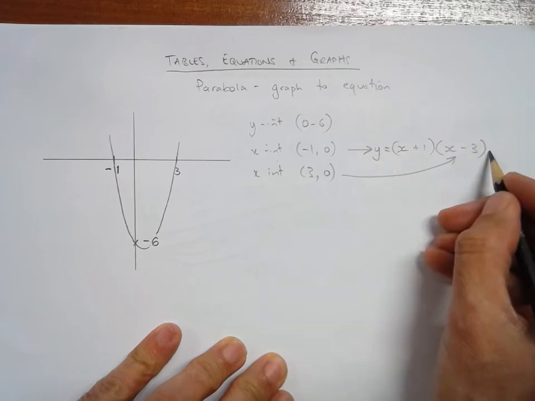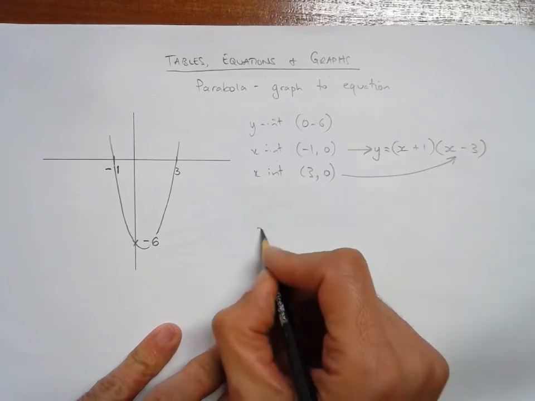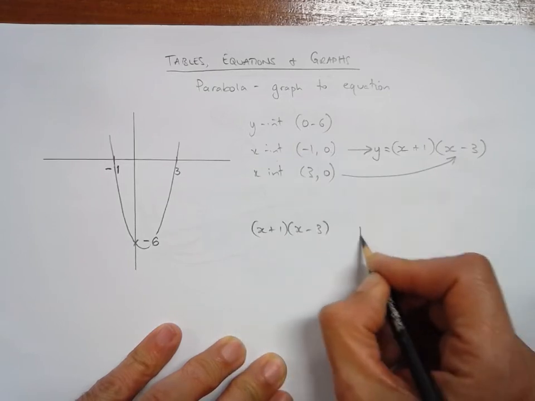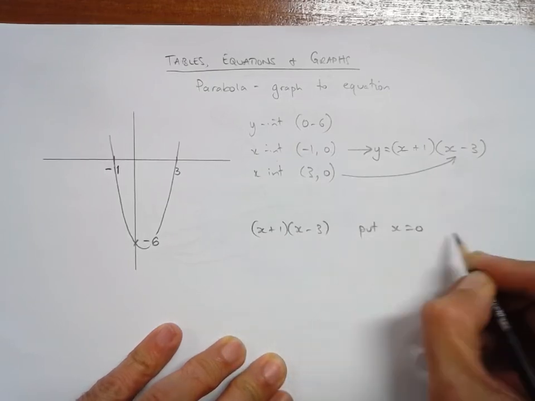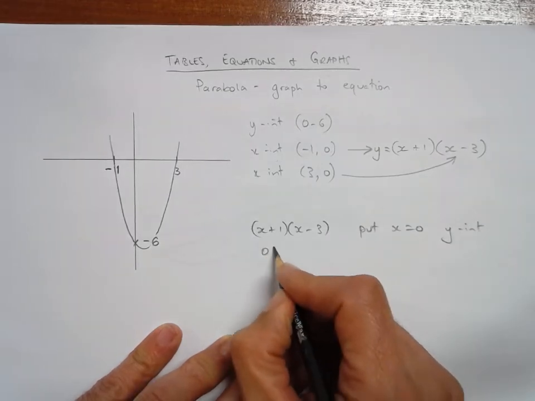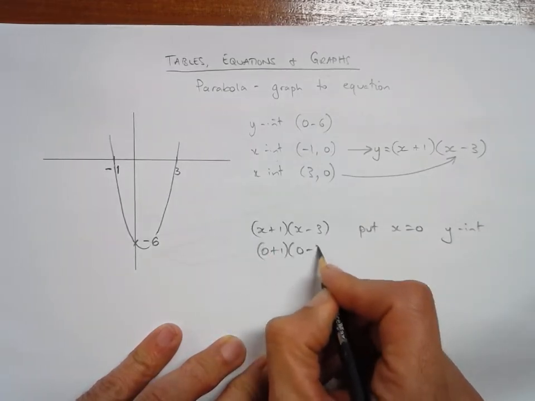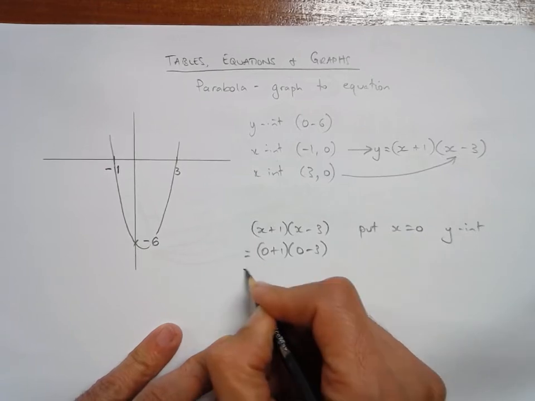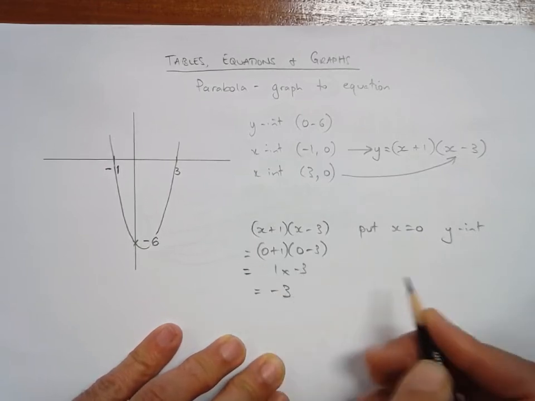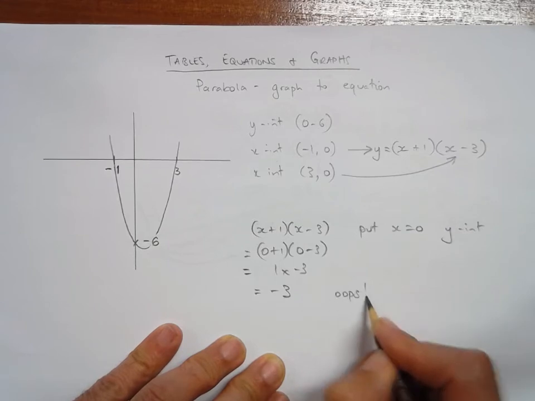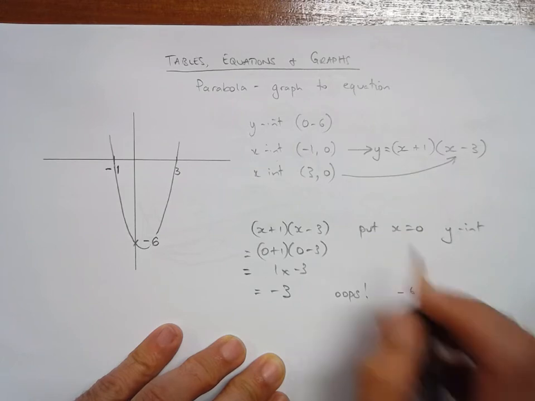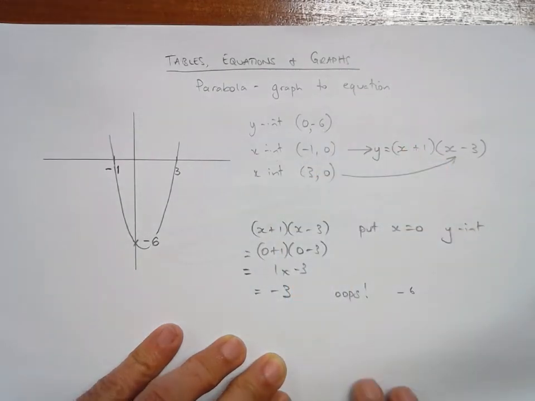If I take this parabola I've got here, x plus 1, x minus 3, and I put x equal to 0, I'll get my y-intercept. What did I get this time? 0 plus 1 times 0 minus 3, which is 1 times -3, which is -3. Oops. I wanted to get 6, or -6, sorry. I wanted to get -6 for my y value.